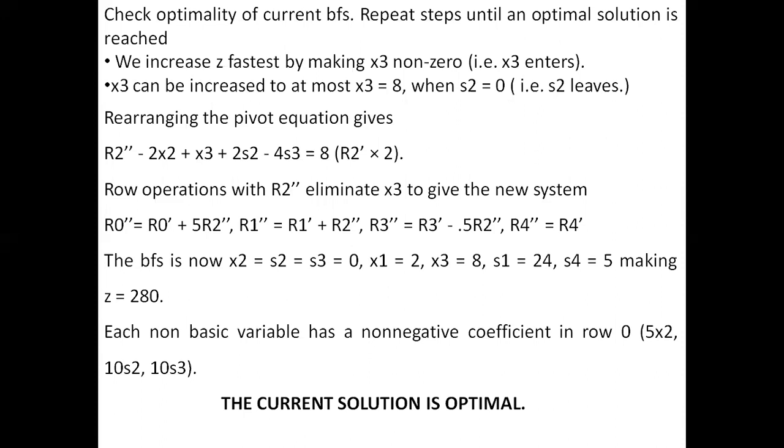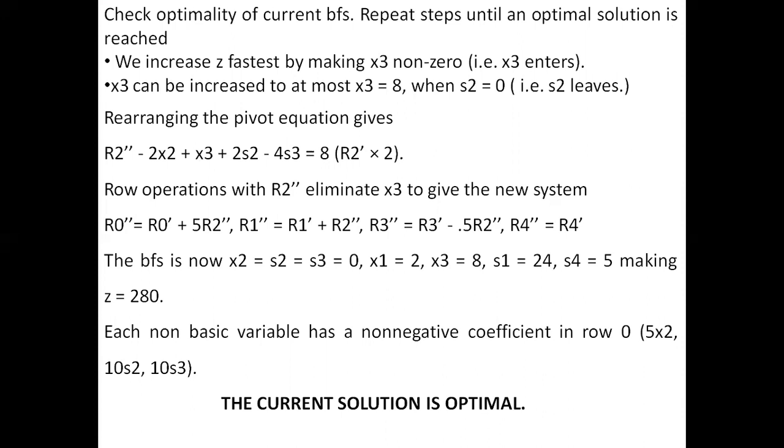And in what way will we see this here? We will be increasing the z value fastest by making x3 non-zero. That is, x3 will enter, and how will it be verified? x3 can be increased to at most x3 is equal to 8. Then s2 is equal to 0, so s2 will leave. Sorry, x3 will be equated with 8, while s2 is equal to 0 because it leaves.